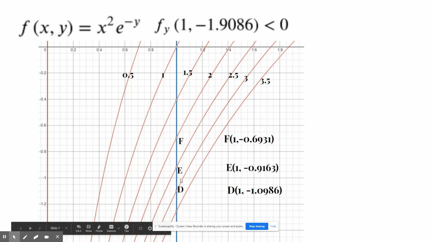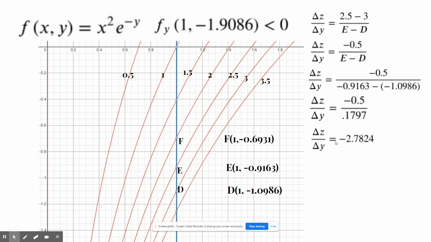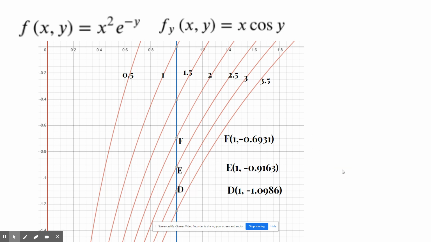Let's look at the average rate of change between D and E. My change in Z values is from 2.5 to 3. And I'm keeping X constant, so I'm just going to subtract these two Y values here. And I get negative 2.7824. So it looks like our partial with respect to Y is negative, just using the average rate of change in between two points on the contour map.